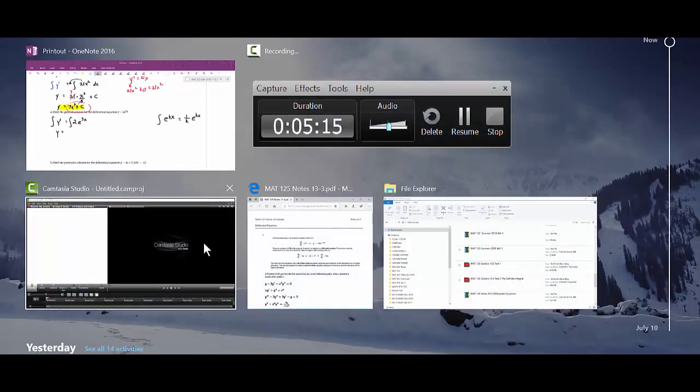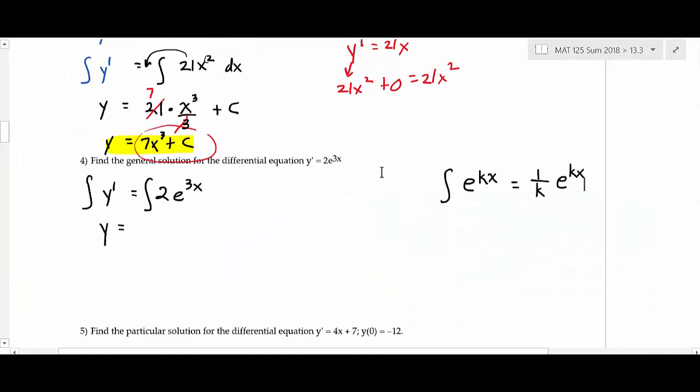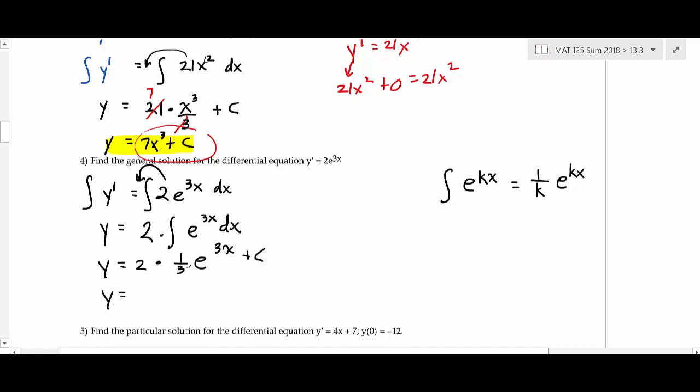All right? So when we do this, I'm going to bring out the 2, and then we're just going to do the integral of e to the 3x dx. I need that dx there. So that's y equals 2, and then by the formula, we'd say 1 over 3 e to the 3x, and then don't forget your plus c. We can multiply these fractions. 2 over 1 times a third is 2/3. We'd have 2/3 e to the 3x plus c, so that would be the solution to that differential equation.